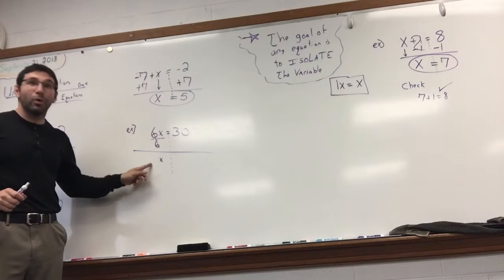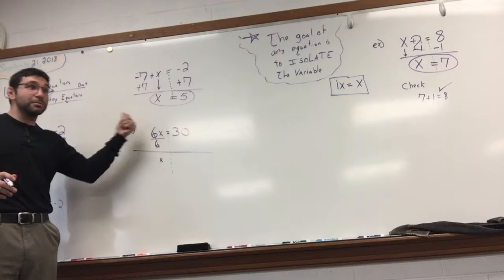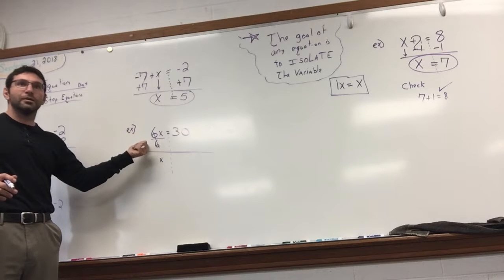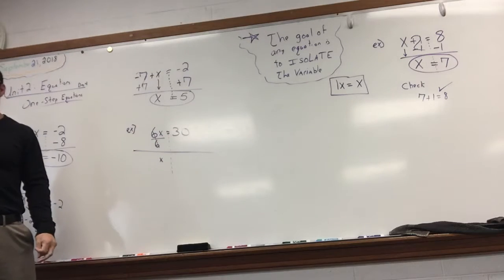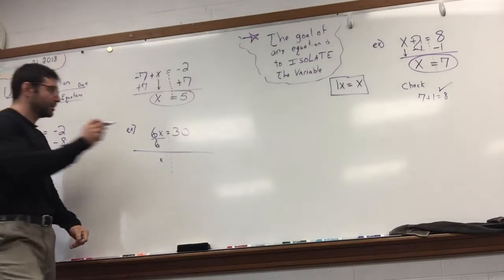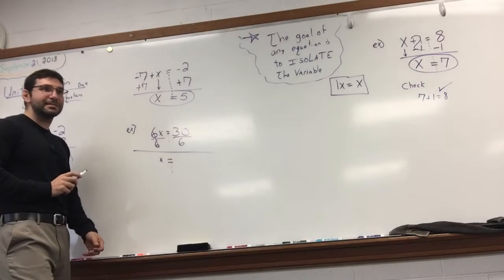6 divided by 6 is 1. We've now isolated it. But we've also changed this. So if I was multiplying 6 times on this side, we divided to undo that operation. What do we do over here? Go ahead. Divide 30 by 6. 30 divided by 6 is 5.